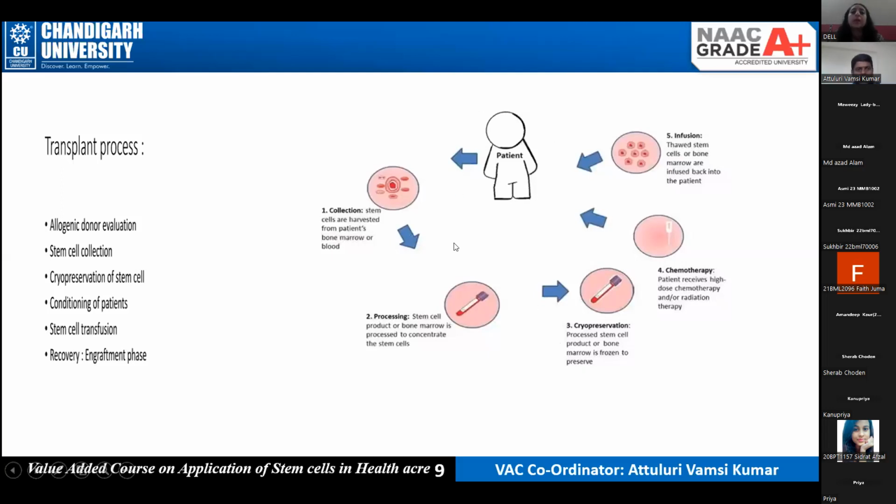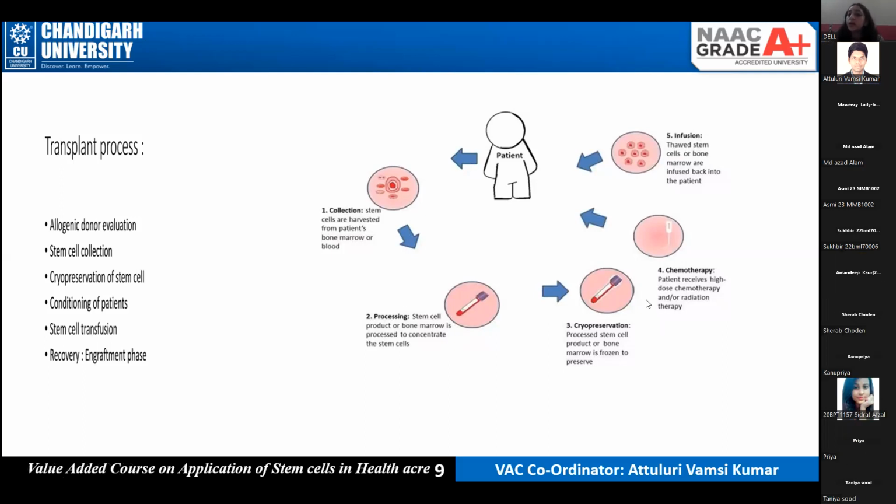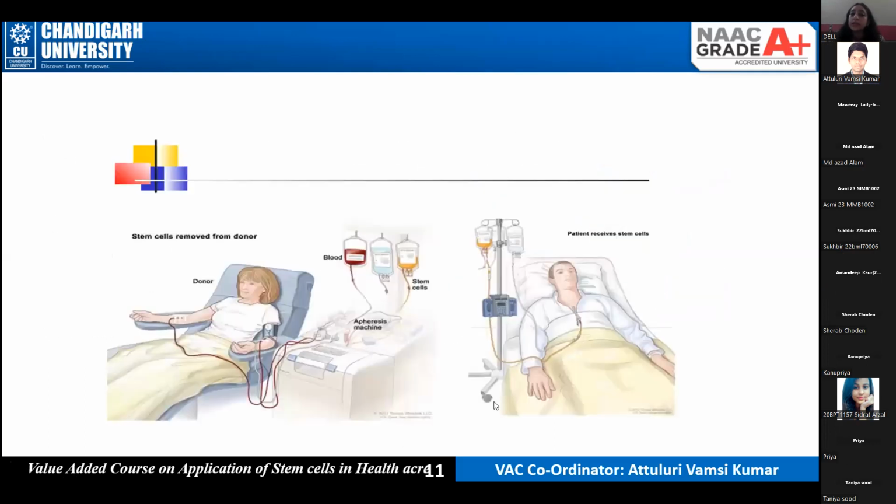First, we are going for the collection of stem cells from the patient's bone marrow or from peripheral blood. Then we are going for the processing of samples. Then we are going for the cryopreservation. Then the fourth one is chemotherapy, then infusion. So we are going to discuss it in detail.